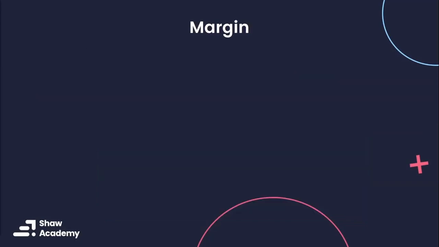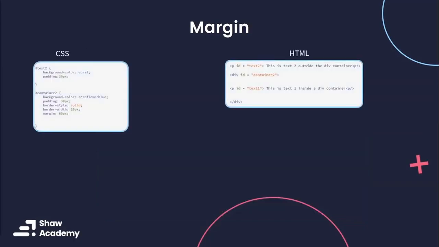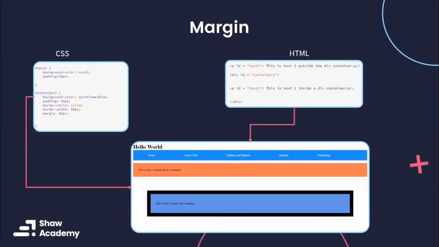And now lastly, we have margins. And in our code here, things are slightly different. We've also added a paragraph element with an ID of text2, and this reads, "this is text2 outside the div container." So this is a separate element from the container we've been working with. We've also given this text2 element a background color of coral and a padding of 30 pixels. And we can see that in our output over here. We can note by seeing that the background color coral is being pushed out from the text. Okay, so there's a bit of spacing involved for our text2 element.